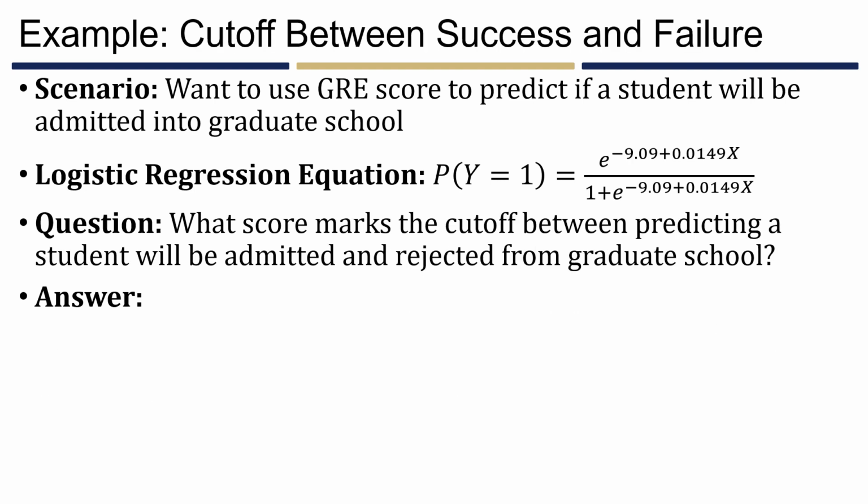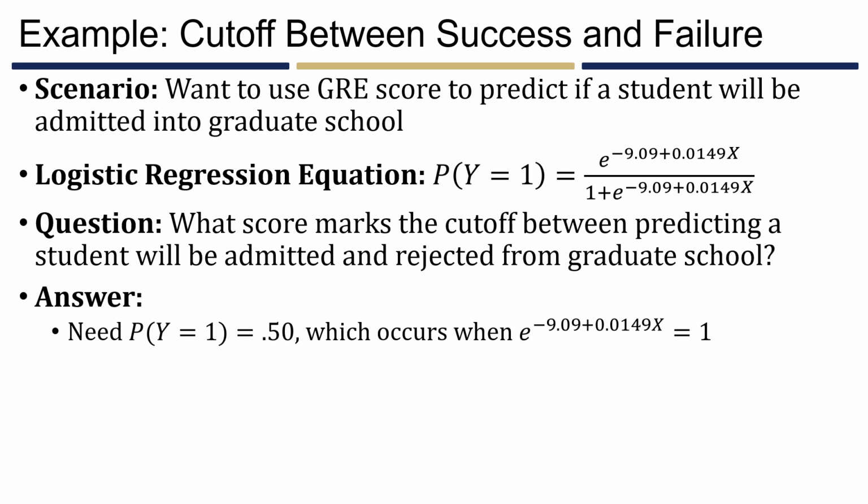Another thing that we can do with the logistic regression equation is find the cutoff between a success and a failure. In other words, what value of x, or what GRE score, would be the cutoff between being predicted to be admitted and being predicted to be rejected. What we need here is a predicted probability equal to 0.5, and this is going to occur whenever the numerator is equal to 1. Because we add 1 to the denominator, if the numerator is equal to 1, then the denominator is going to be equal to 2, meaning that whenever the numerator equals 1, we have a predicted probability of 0.5.